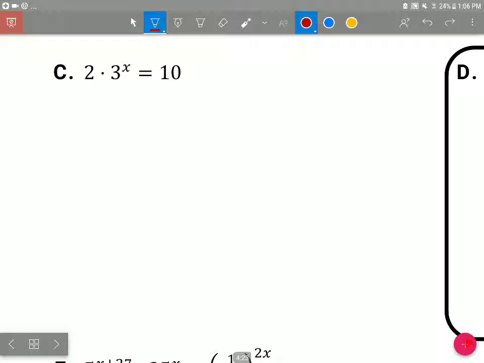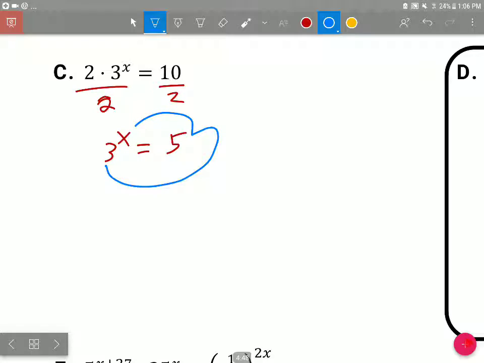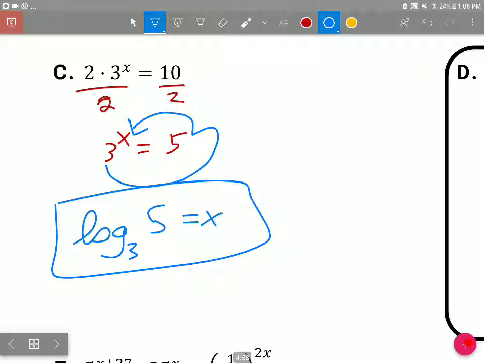So what I'm going to do, how do I get that 2 away from that 3? Divide by 2. Move it over to the 10. Good. So I got 3 to the x equals 5. From here, since I only have one number with the variable, I'm just going to popcorn it and turn it into a log. So start with your base. Base 3 of 5 equals x. So log base 3, little 3 down and low, of 5 equals x. And you're done.